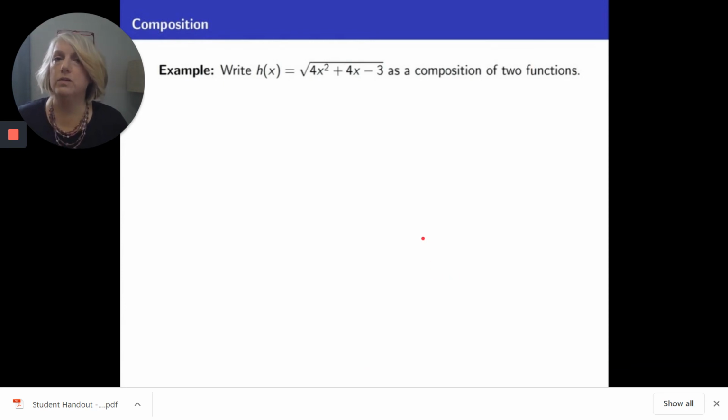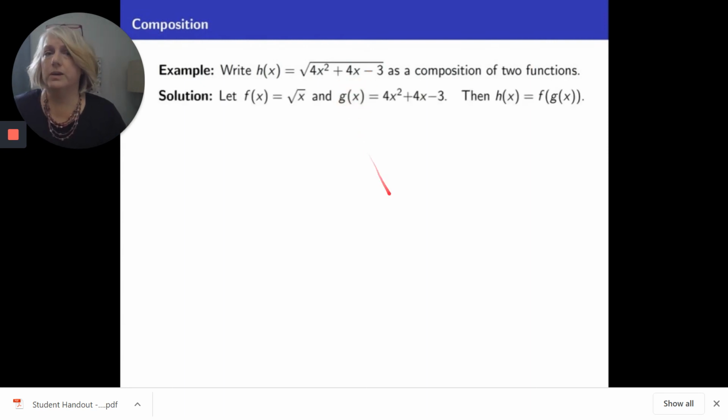Then the new thing that we have, and we did this a little bit last year, is called decomposition. Work backwards and take a function that is a composition like this. It's very clearly a composition. It's not square root of x, it's the square root of stuff. And so the stuff, we want to decompose it.